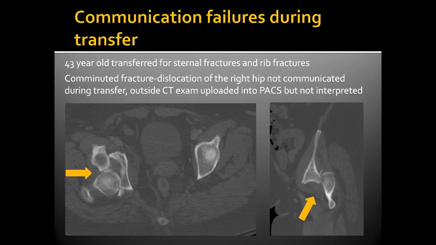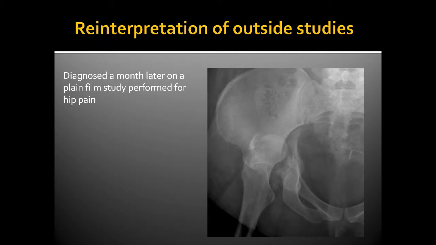This is a case of a 43-year-old transferred for sternal fractures and rib fractures. There is a comminuted fracture dislocation of the right hip that was not communicated during transfer. The outside CT exam was uploaded into PACS, but it was not interpreted. This patient was subsequently discharged and returned a month later, where it was diagnosed on a plain film study that was performed for persistent hip pain.